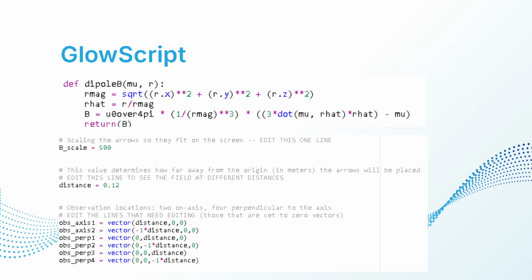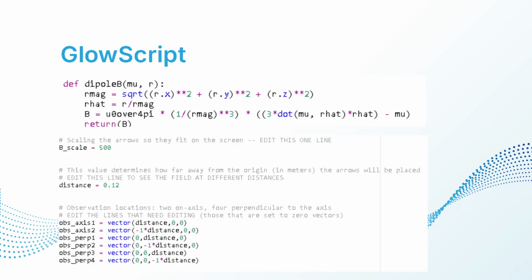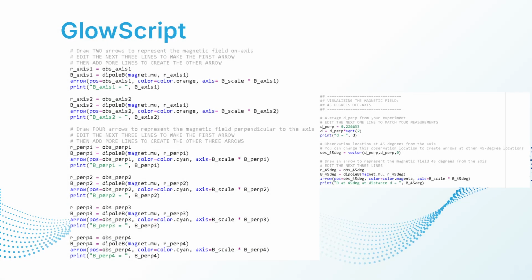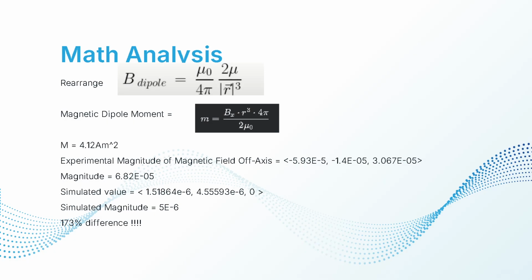Here's the dipole, or the GlowScript we made. There's my equation at the top left to make a dipole. At the bottom, you can see all the distances and observation points we changed. This GlowScript is also changing observation points and arrows, and at the bottom right, we're making the magnetic fields from the arrows. And this is what we got for a simulated model.